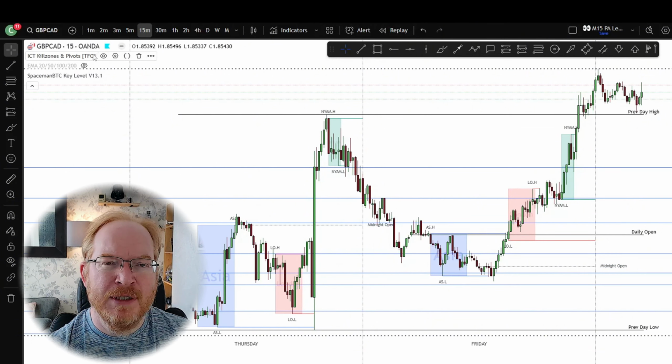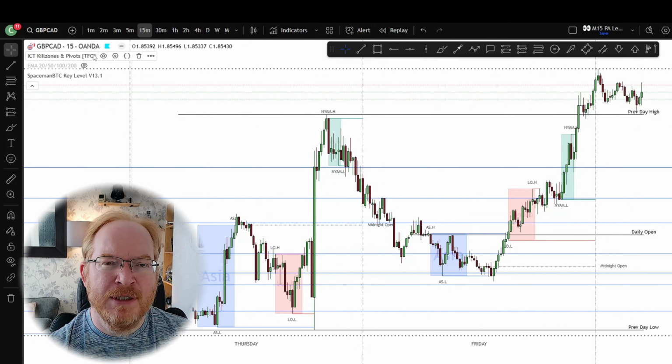And then we also have this one here, which is the SpacemanBTC key level version 13.1 for me. And what this one does, as you can see, it draws on the previous day high, low, and a weekly high, low, and other things, and just little key features that I want on there. Those are the only two indicators I use.